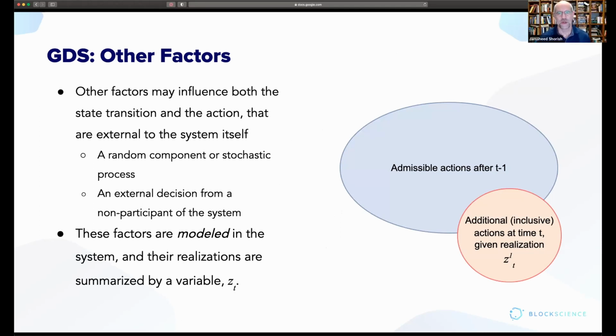Is that the sort of thing we're trying to represent there? In fact, I'm going to show you a series of slides that does exactly that, but that's correct. So your intuition is spot on. What happens with these impacts of other factors is that either random or external decisions can come in and change those admissible actions.